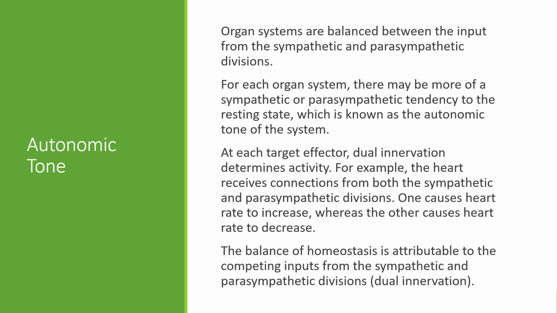At each target effector, you have dual innervation. That's going to determine the activity. So, for example, as I've said before, the heart receives connections from both the sympathetic and the parasympathetic divisions. One is going to cause the heart rate to increase, and the other is going to cause the heart rate to decrease. The balance of homeostasis is attributable to the competing inputs from the sympathetic and the parasympathetic, again, what we refer to as dual innervation.